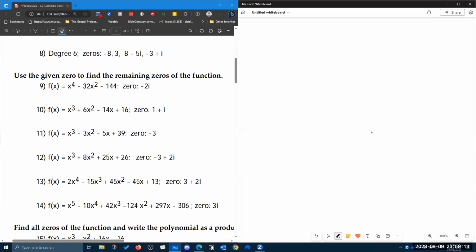Last problem in this video, x to the 5th minus 10x to the 4th plus 42x to the 3rd minus 124x squared plus 297x minus 306. We have a 0 of x equals 3i, which means that we have an x equals -3i as well, which gives us an x squared plus 9.